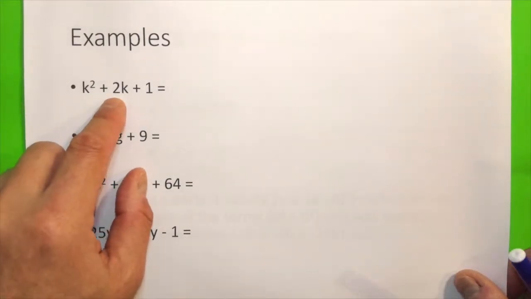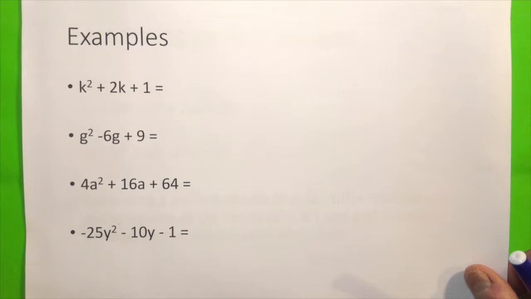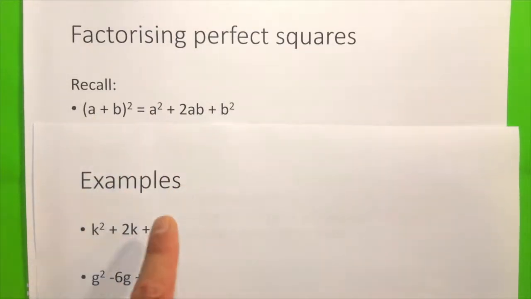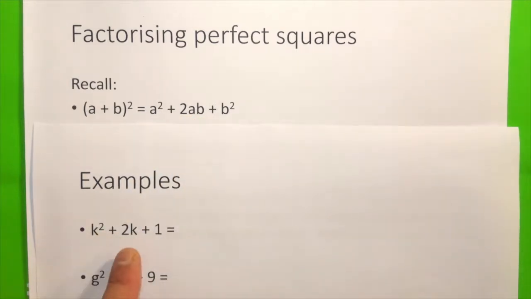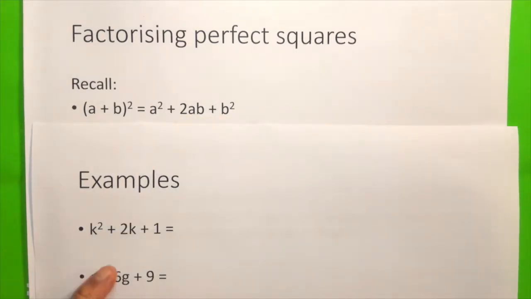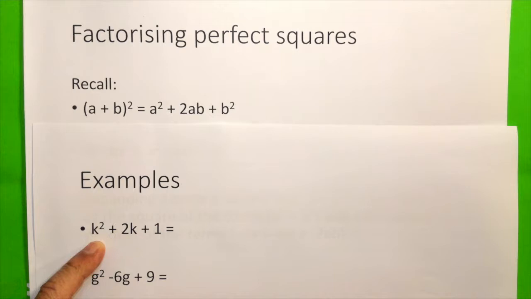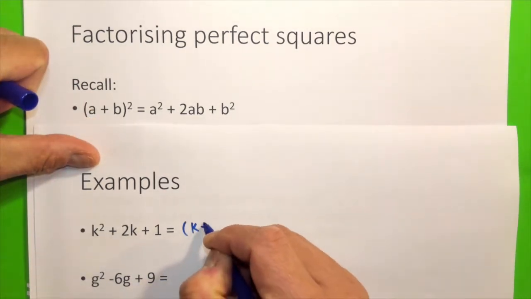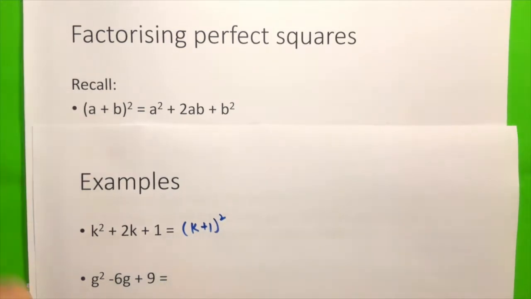k squared plus 2k plus 1. Is that the same as a squared plus 2ab plus b squared? So in this case, it's actually (k + 1) squared.